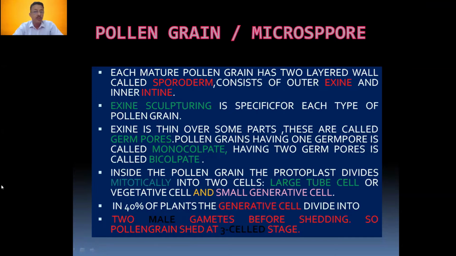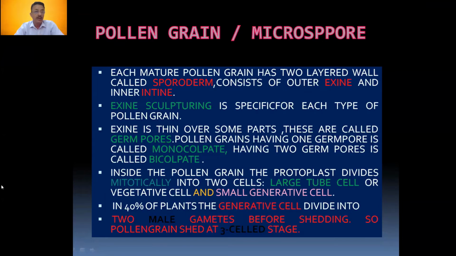The exine is thin over some parts. If we closely look at the structure of the pollen grain, the exine is very thin at some parts over the pollen grain. These parts are called germ pores. A pollen grain having one germ pore is called monocolpate. If it has two germ pores, it is called bicolpate, and if it has three, it is called a multicolpate pollen grain. Inside the pollen grain, the protoplasm divides mitotically.